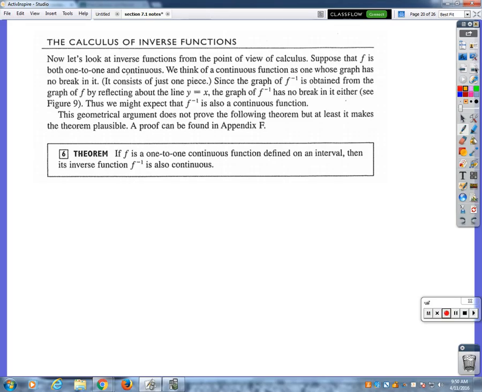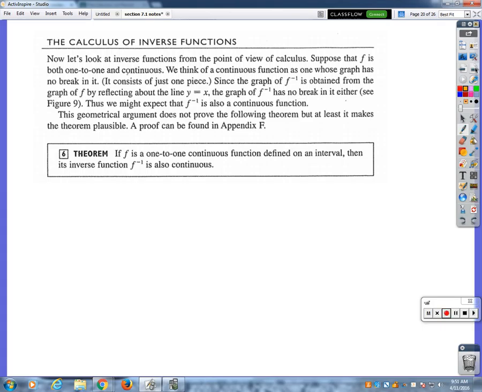Okay. So let's talk briefly about the calculus of inverse functions. It says, now let's look at inverse functions from the point of view of calculus. Suppose that f is both one-to-one and continuous. We think of a continuous function as one whose graph has no break in it. Since the graph of f inverse is obtained from the graph of f by reflecting it over the line y equals x, if the original function has no breaks in its graph, the inverse function is also going to have no breaks.